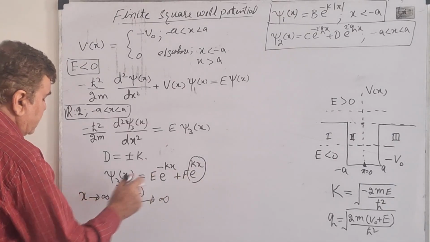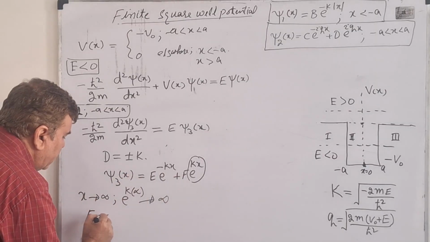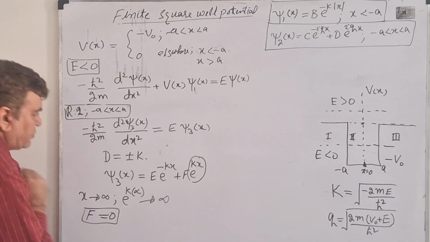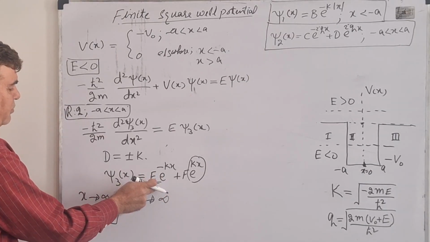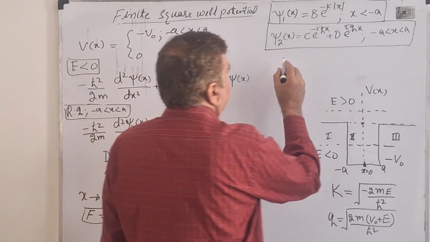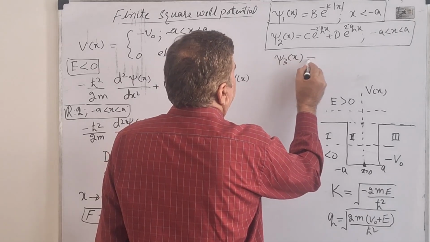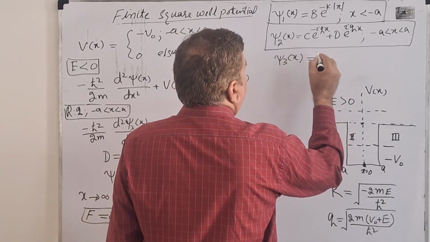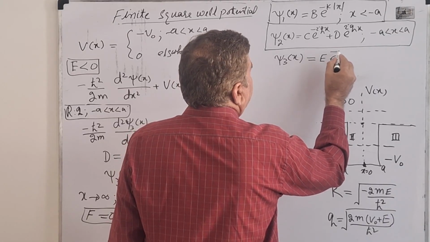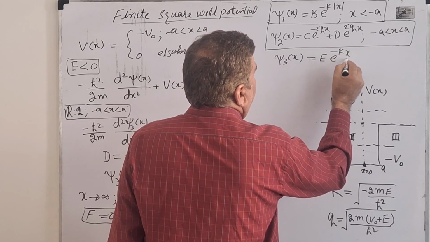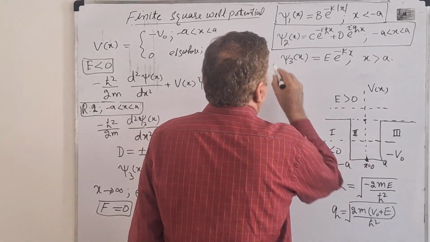So that means the integration constant f in this term should be 0. We set this equal to 0, and then we have only the single term. Therefore I note this equation here, and I write psi 3 of x is equal to e exponent minus kx, and this is for the region x greater than plus a.